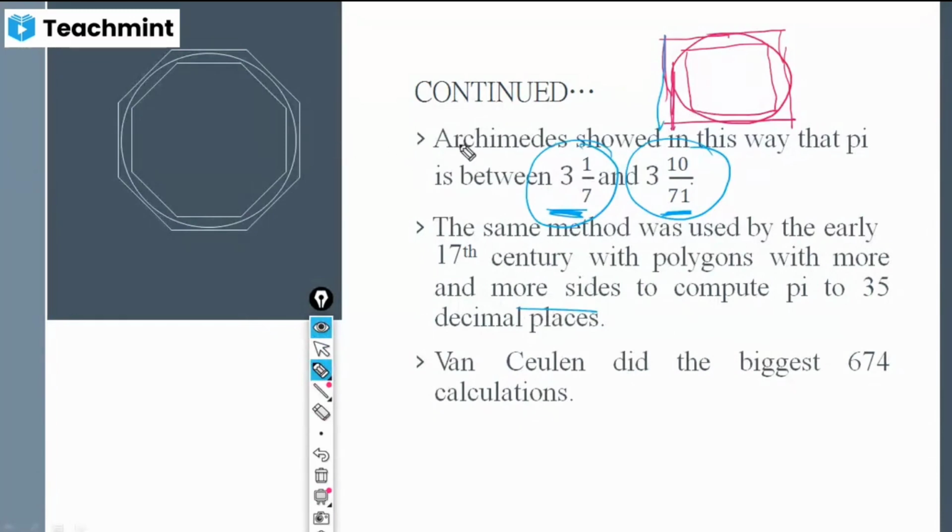He did not restrict it to here. He went on increasing the sides of the polygon inside and outside the circle. In this diagram, he has taken an octagon inside, and outside also an octagon. He found the perimeter of the outer octagon divided by the diameter, and similarly the perimeter of the inner octagon divided by its diameter. When he does that, he comes to know that the value of pi lies between these two values. So this was the method of Archimedes.